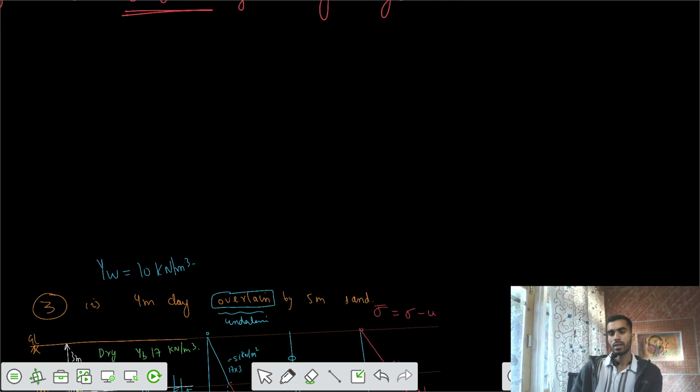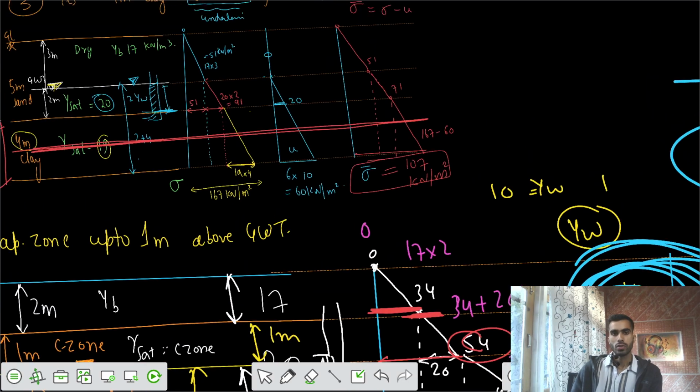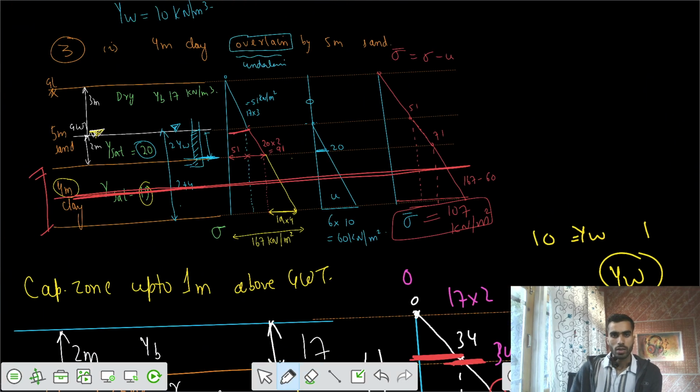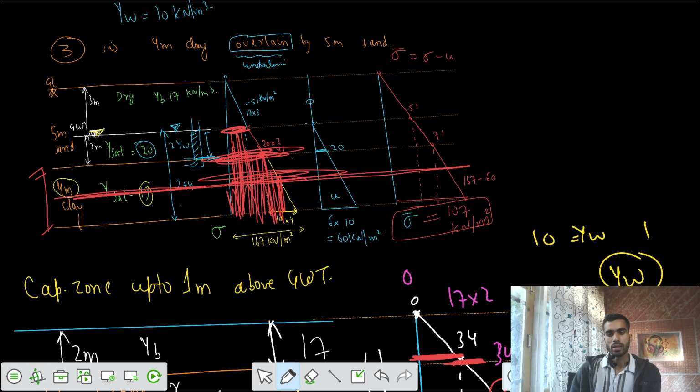We have already seen that. If we have all those stress diagrams, your stress above that level becomes a surcharge for the clay below that. Your stress at this location becomes a surcharge for all that stuff below it. Can we say that?